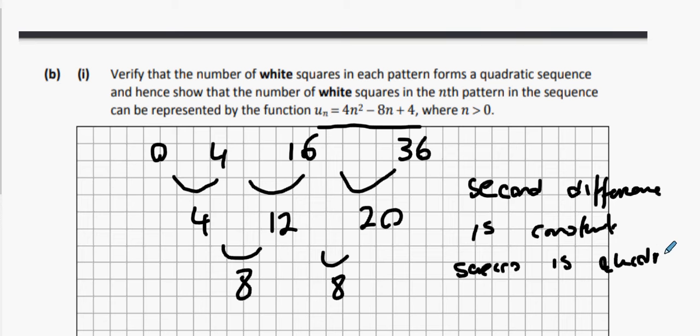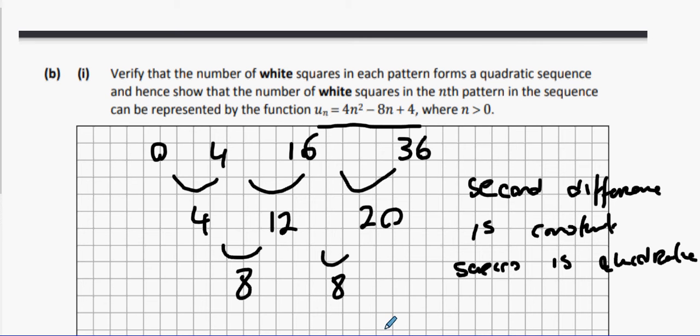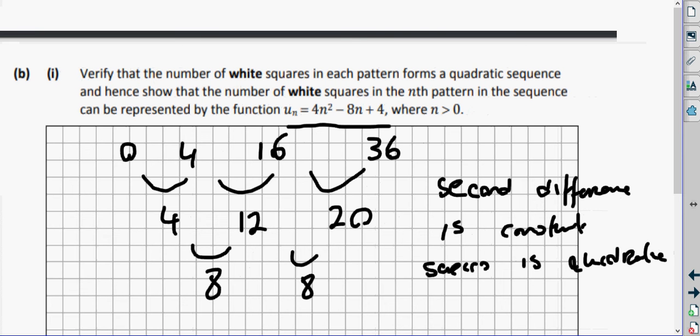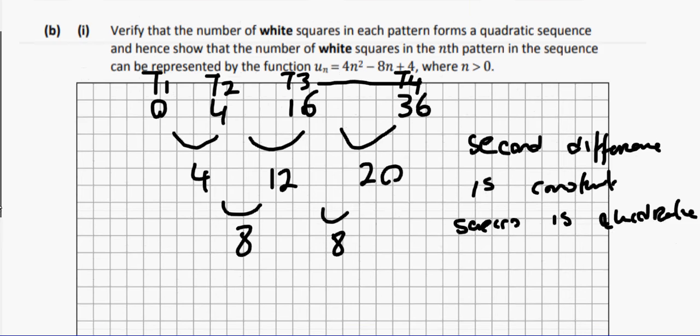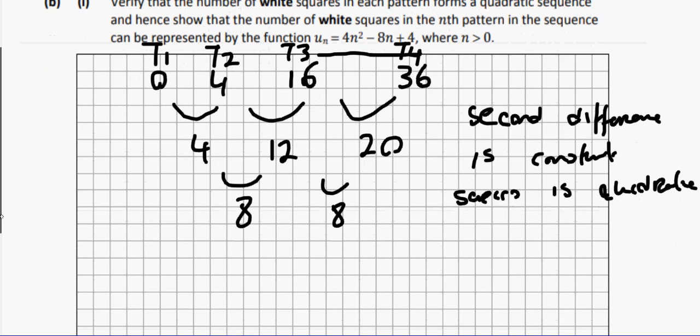Now, it's time to make the formula. Now it's T1, T2, T3, and T4. Okay, so we have all of them there. And what we're going to do is we're going to say that it's a quadratic series, so we're going to use the generic an squared plus bn plus c.